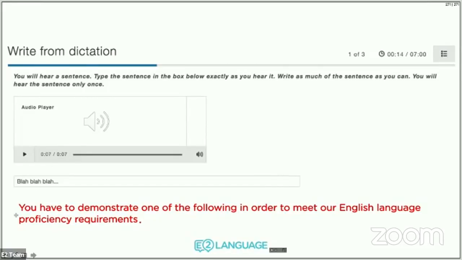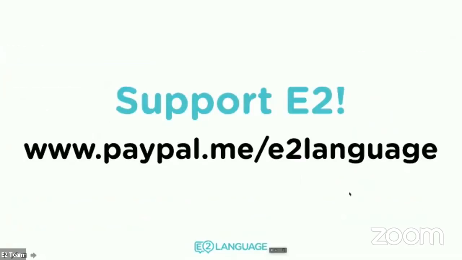Now this is partial marking. So let's say you forgot this little word here and it just said English language requirements. Let's say that was 9 out of 10, so you would get 90% or a partial score like that, okay? I've already talked about this. I think that's all.